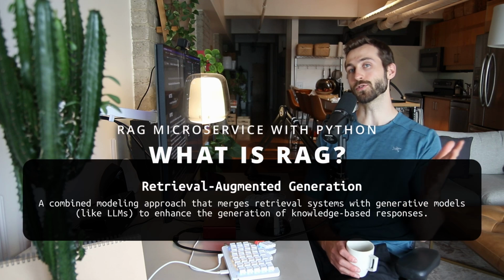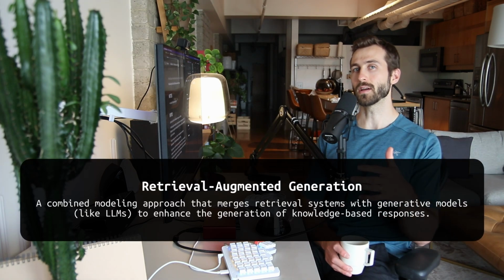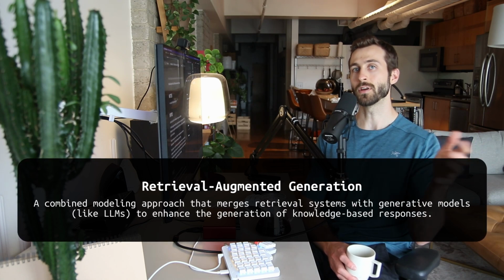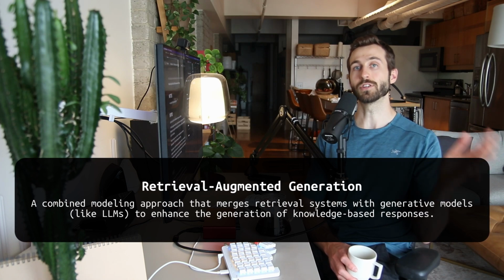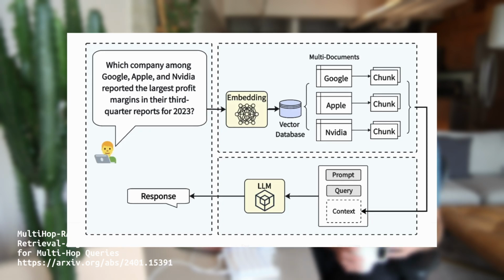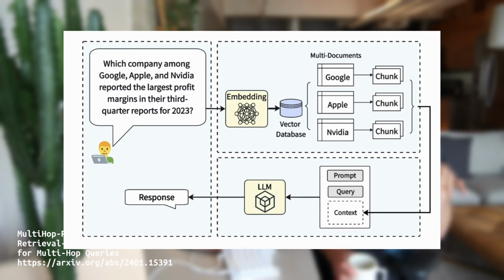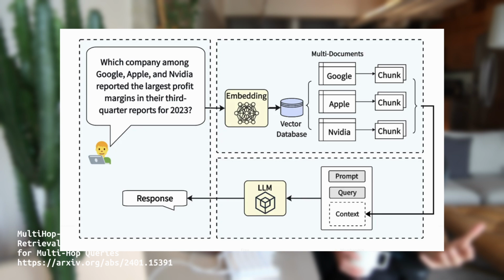RAG stands for Retrieval Augmented Generation. Generally speaking, it's a hybrid modeling technique that integrates retrieval-based systems with generative models, or large language models, in order to improve knowledge-based generation. So when doing RAG, a retrieval system might look through a large corpus of documents in order to find the ones that are most relevant to the search query, and then pass those documents, the corpus of information, into a generative model so that it can provide a flexible answer to the question.